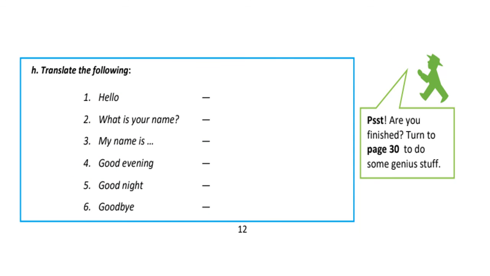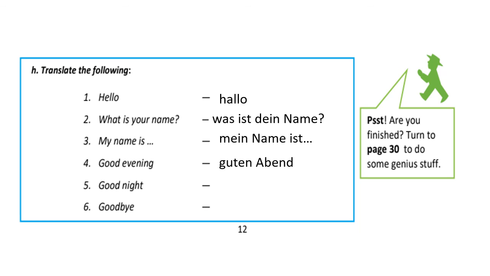All right, so our last task then is to translate the following. So once again, do the work, write them in German, and then pause this and mark through your answers. Okay, so hello is Hallo. What is your name is Was ist dein Name? But you could also have had Wie heißt du? That would be fine. My name is, mein Name ist. Good evening, guten Abend. Good night: don't forget, we don't have an N on the end there, so gute Nacht. Goodbye is Auf Wiedersehen, but also Tschüss would be fine there as well.